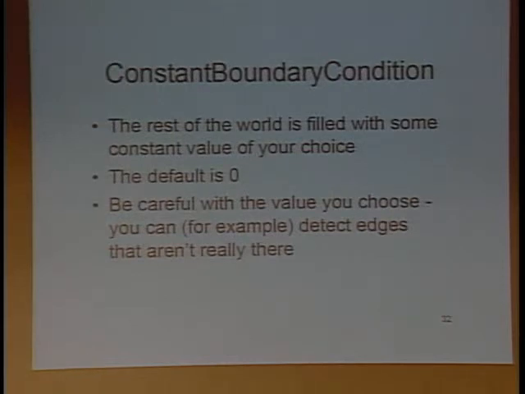The first one is very easy, called ConstantBoundaryCondition. It will set the values of all the out-of-bound pixels to a given value. The default one is 0. This is not good when you want to detect the edges in the image, because it will produce fake edges on the boundary of the image.